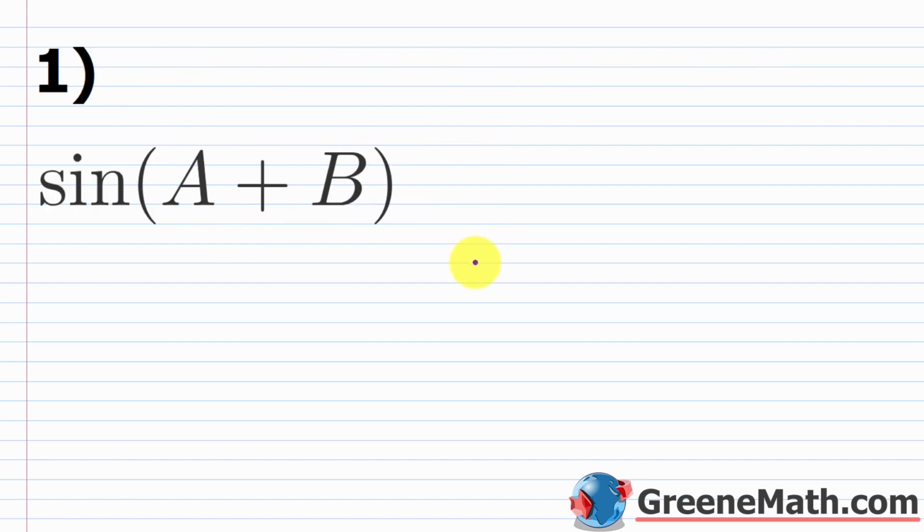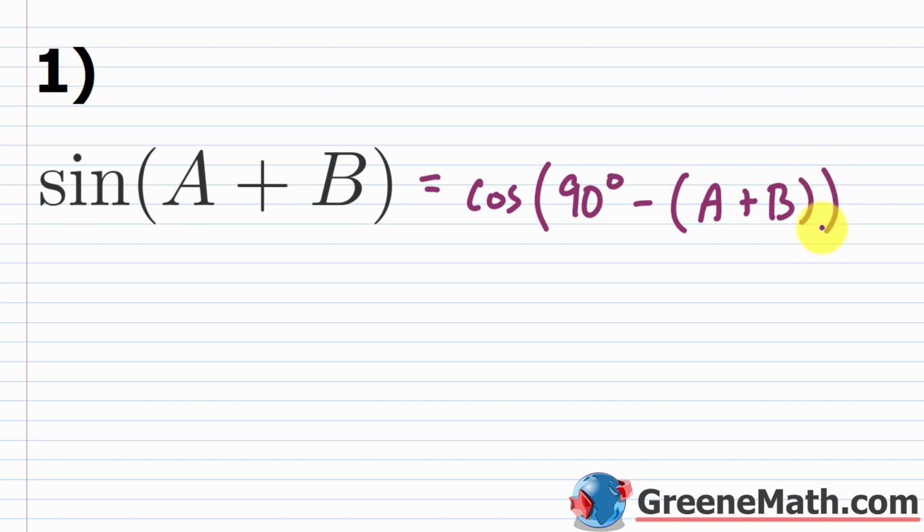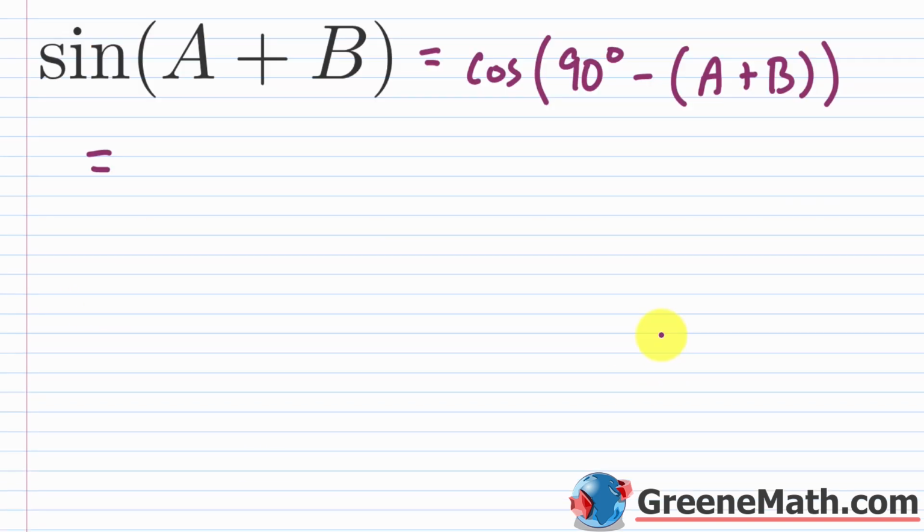So let's come up here, and the first thing I'm going to do is replace the sine of a plus b with the cosine of 90 degrees minus this angle here. So I'm going to put inside of parentheses a plus b like this. Okay, let me put equals here, and I'll just go down this side. What I'm going to do is actually distribute this negative to each guy inside. So in other words, I'm going to have cosine of 90 degrees, then minus a, and then minus b.